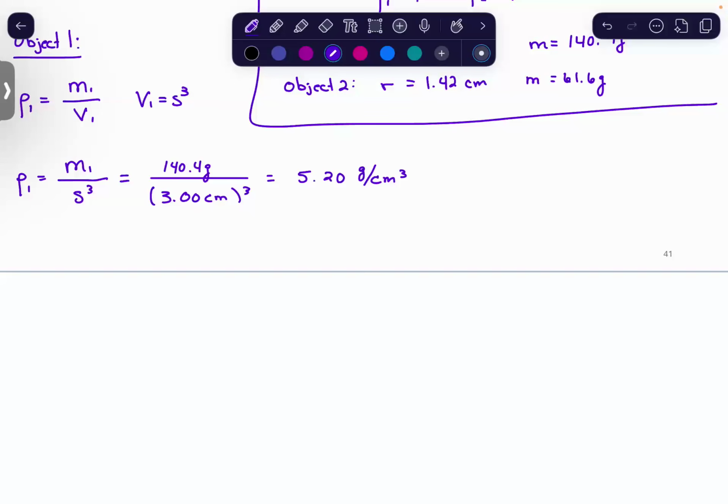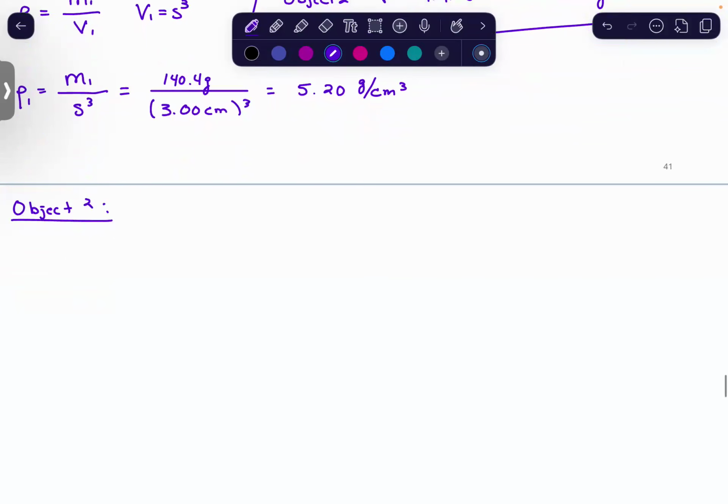Let's look at object 2. This time, again, my theorem, density 2 is going to be mass 2 over volume 2. However, this one is a sphere. So at some point, I may show you the integral and how to figure out the volume of a sphere, but for right now, you can look it up. The volume of the sphere is going to be 4/3 pi r cubed. So now I can make that substitution.